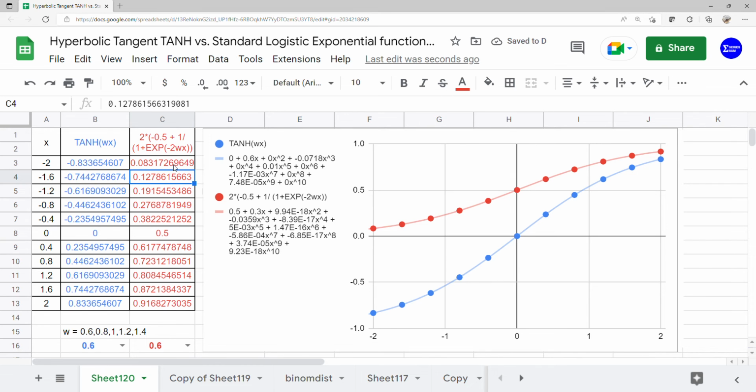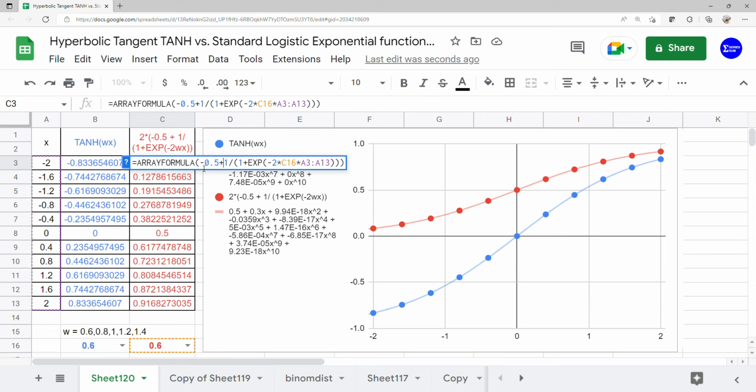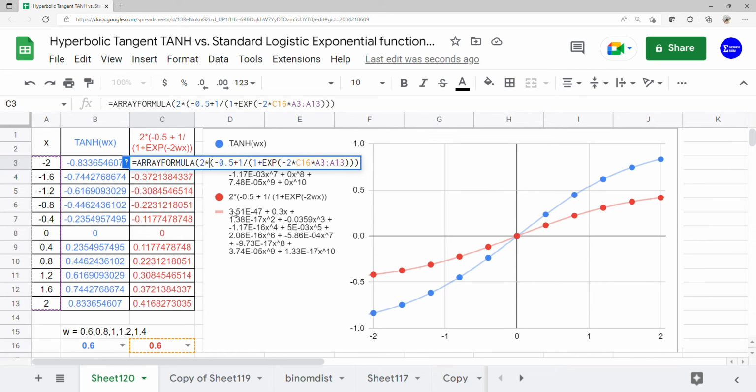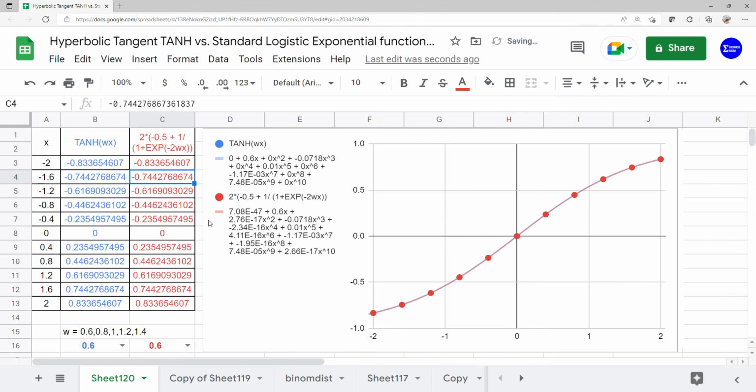And finally, there's minus 0.5. So minus 0.5 plus. Now we multiply this by 2. 2 times. Now they're the same.